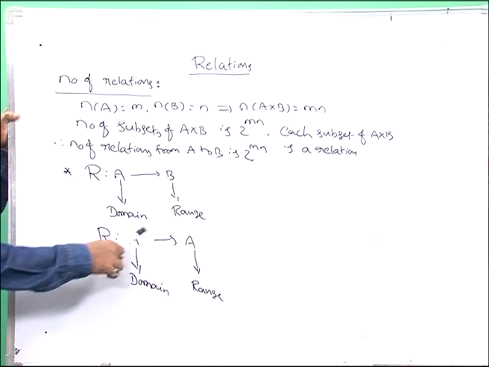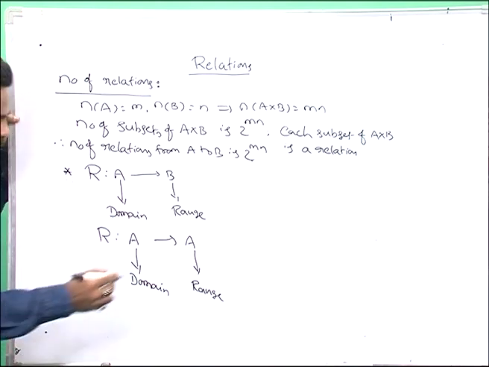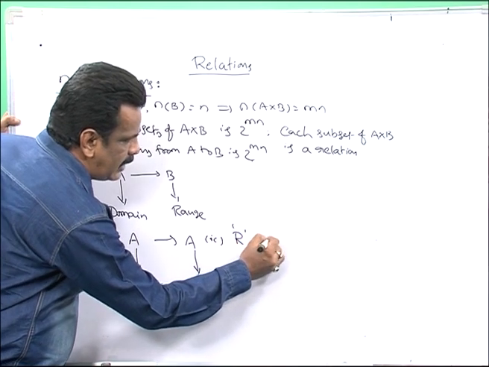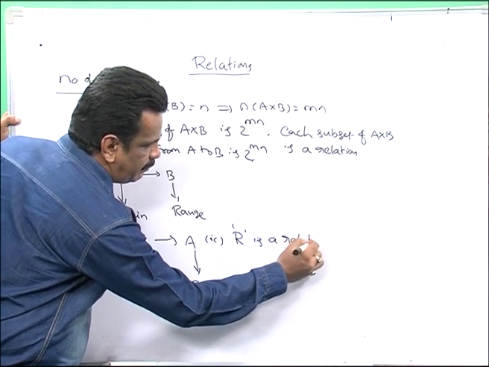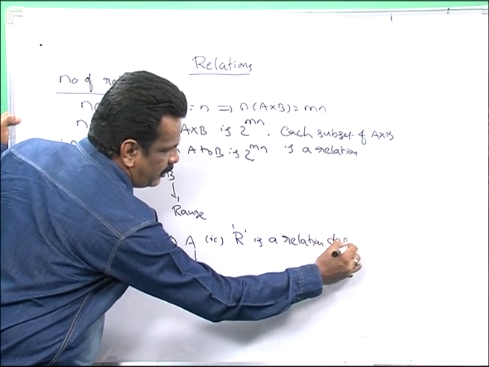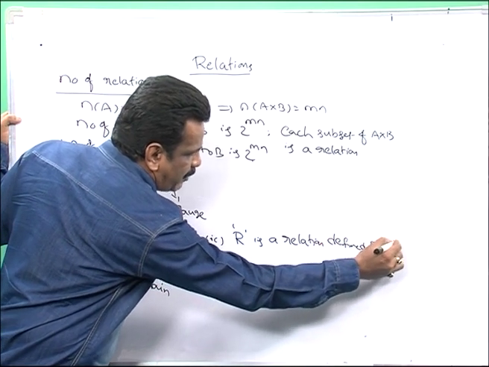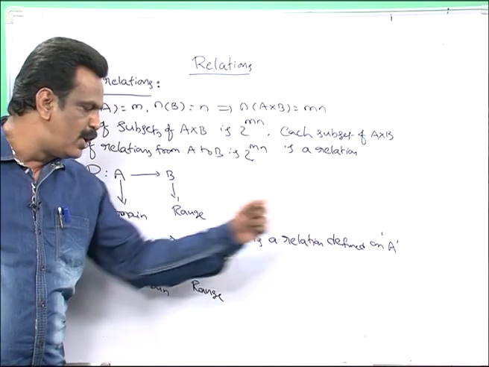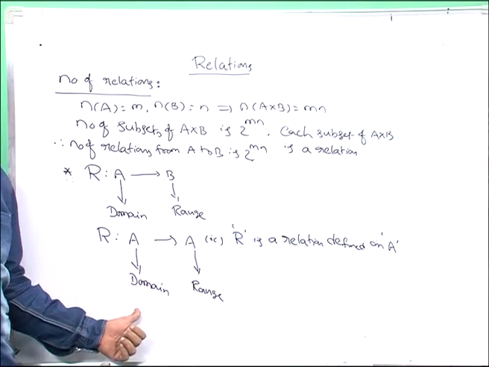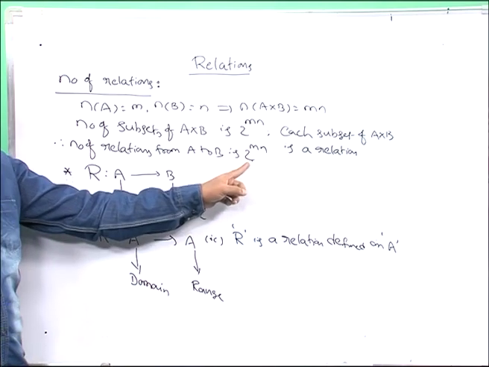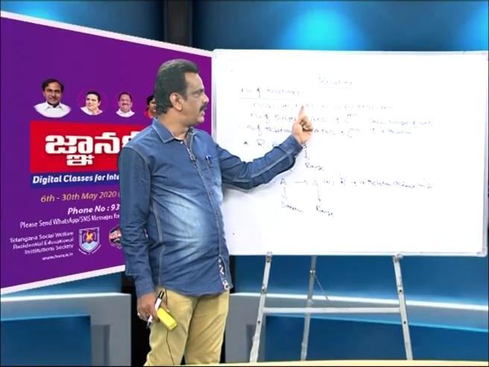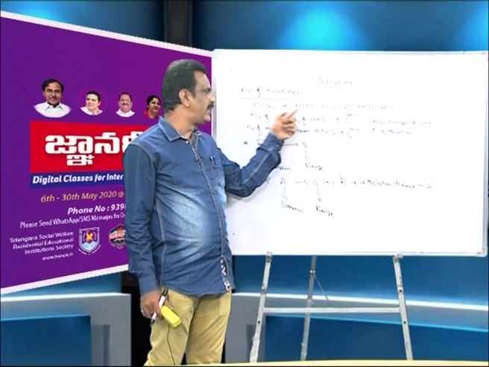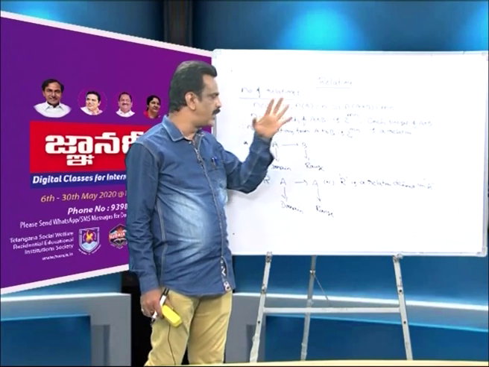So R: A to A, when B equal to A, we can say in this case R is a relation defined on capital A. Now if R is a relation defined on A, the range and domain are both equal. In that case, in the formula n(A) equal to m, n(B) equal to n that we have taken when A and B are different, in place of B we are taking A only, and hence m equal to n also.